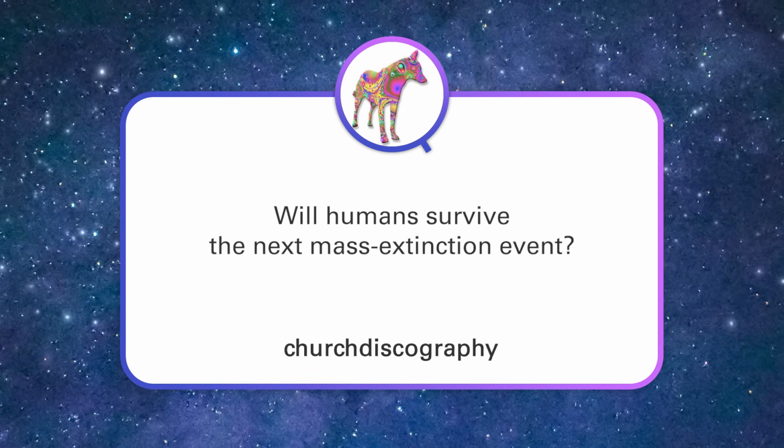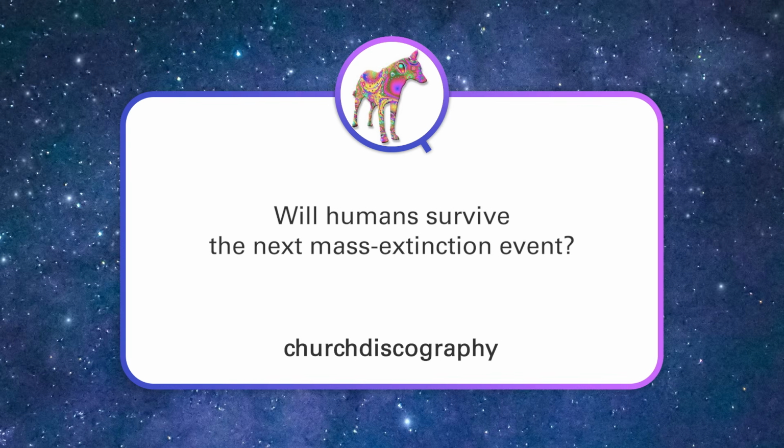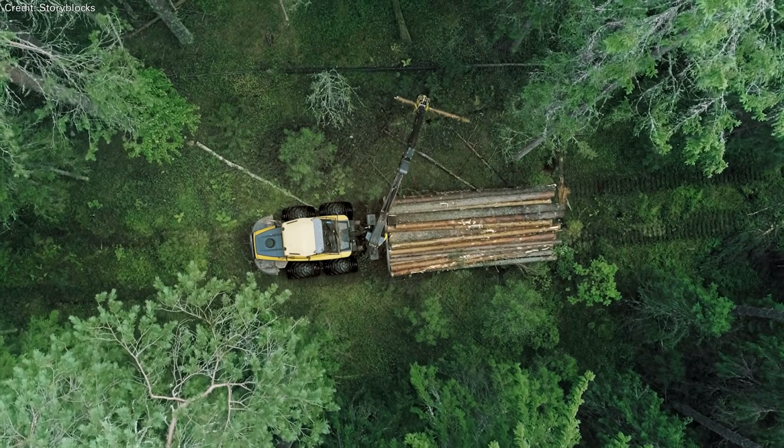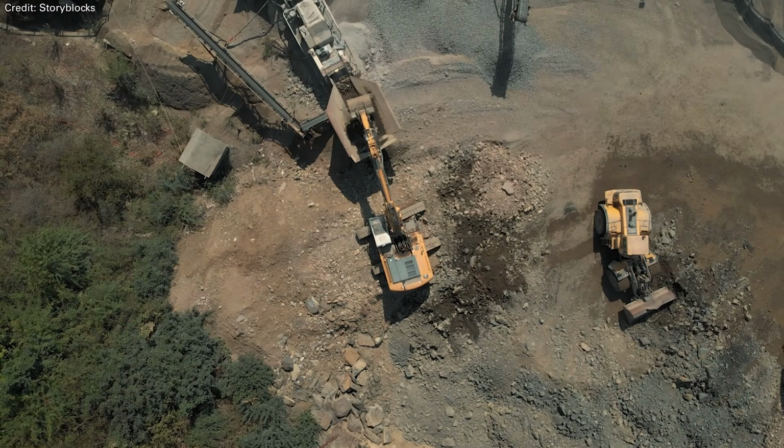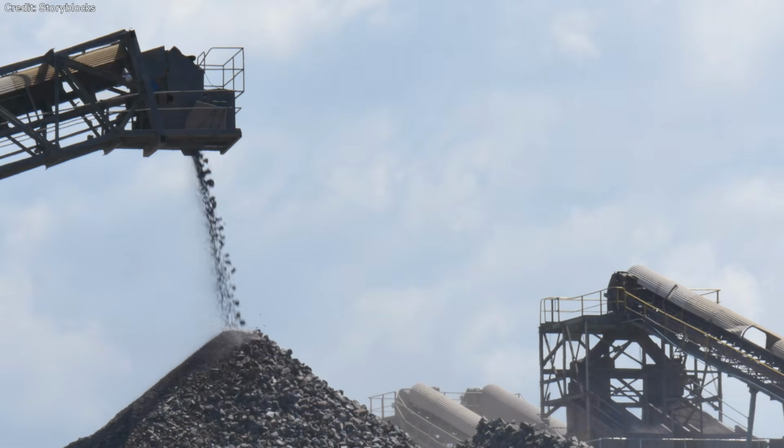Church discography: Will humans survive the next mass extinction event? We don't know. I mean, we are potentially in the middle of several mass extinction events right now. We are seeing a die-off of life forms on Earth, a loss of diversity. We're theoretically churning through Earth's resources faster than Earth can replenish them. And so who knows what's going to happen.